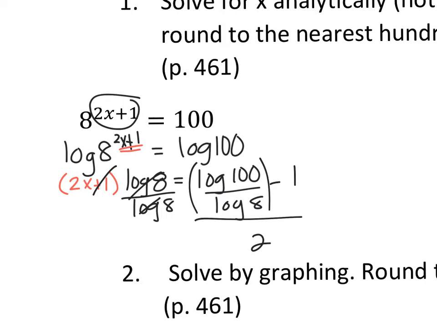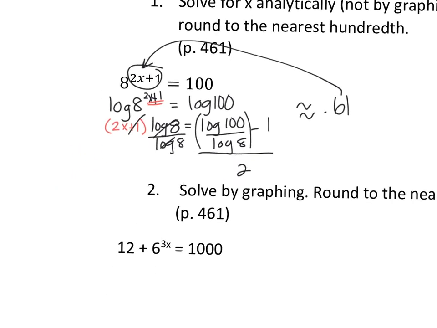So I did log 100 divided by log 8 minus 1 and divided that all by 2, and I got approximately 0.61. So go ahead and put that number back in for x and see if you get 100. Make sure you store it in your calculator when you're checking it.